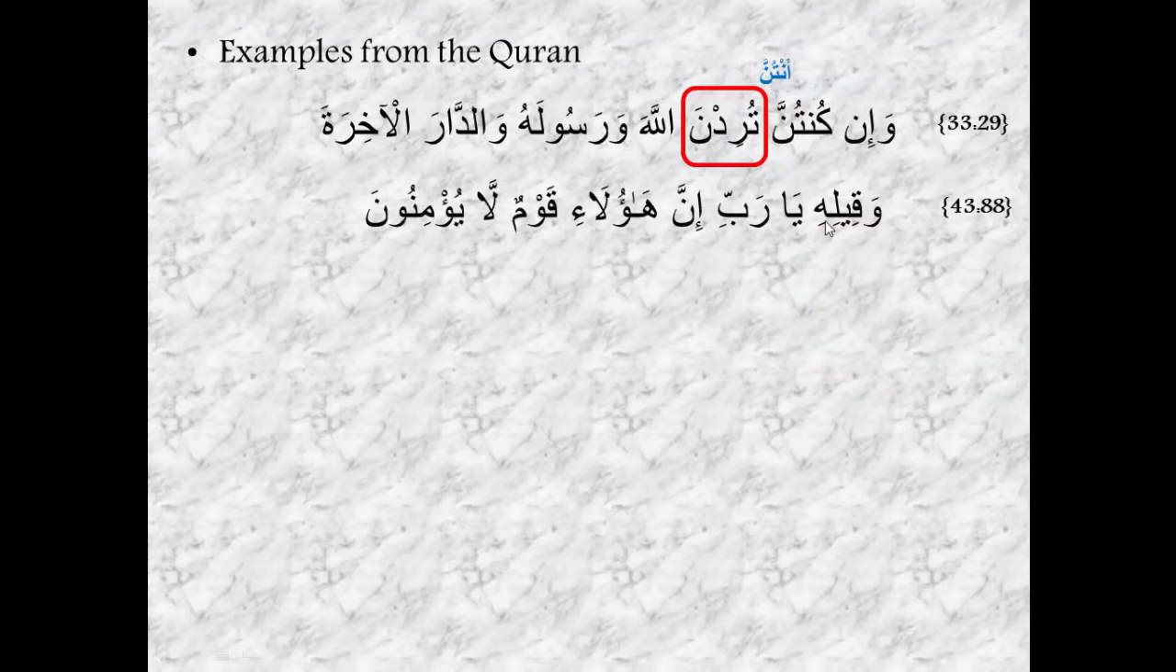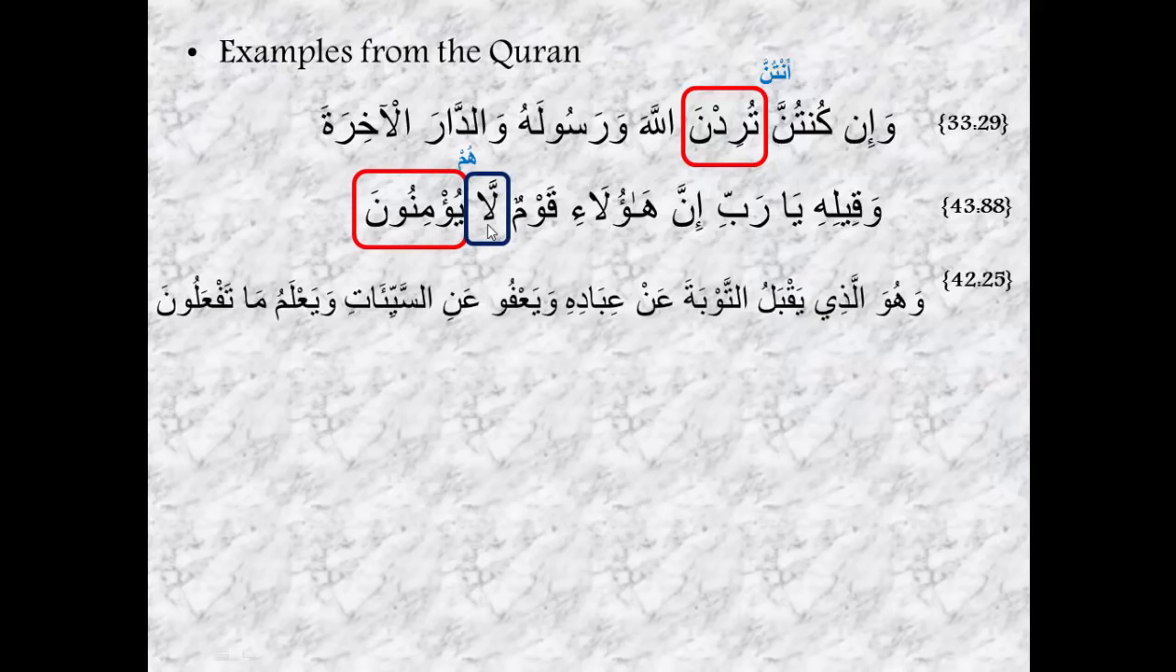Next example. وَقِيلِهِ يَا رَبِّ إِنَّ هَؤُلَاءِ قَوْمٌ لَا يُؤْمِنُونَ. And his saying, O my Lord, indeed these are a people who do not believe. So here we have an example of a negation, لَا يُؤْمِنُونَ, who do not believe. The conjugation is for whom? يؤمنون.